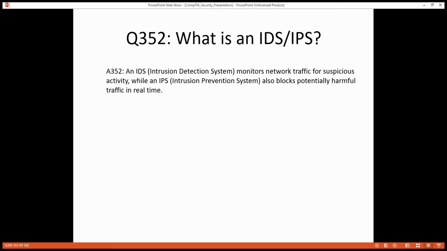Q352. What is an IDS/IPS? A352. An IDS, intrusion detection system, monitors network traffic for suspicious activity, while an IPS, intrusion prevention system, also blocks potentially harmful traffic in real time.